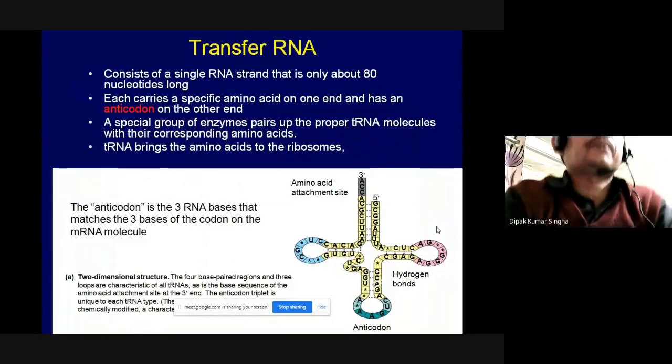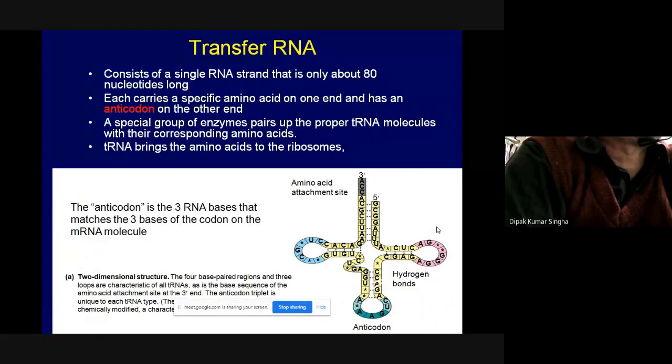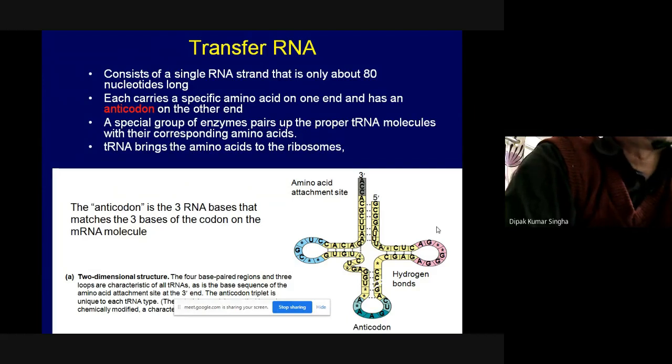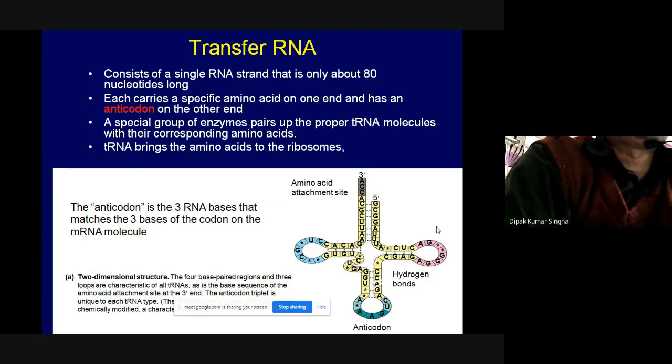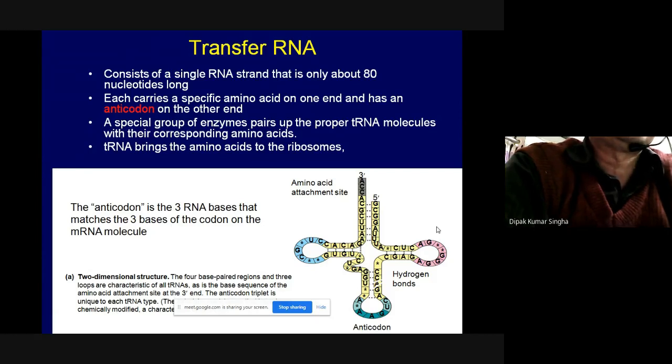Next, we go to the transfer RNA. It is considered a single RNA strand only about 80 nucleotides long, and each carries a specific amino acid at one end and has an anticodon at the other end. A special group of enzymes pairs the proper tRNA molecules with the corresponding amino acid. This is very important. The anticodon part recognizes the mRNA, the 3' end recognizes the specific amino acid, and the 5' end produces the peptide chain or the protein.